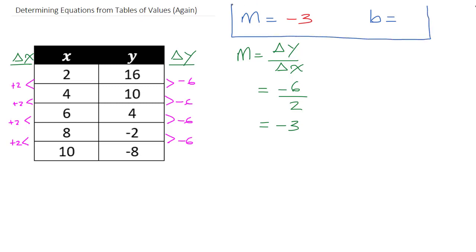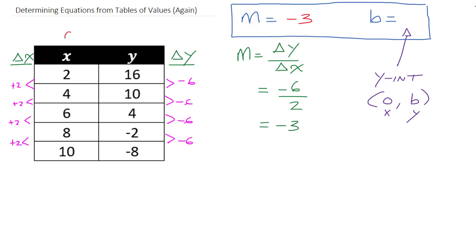Now, this one's so easy to find b that we don't need to do anything special, because b, again, is the y-coordinate of our y-intercept. So how do we find that? Remember, let me just label this here, our y-intercept. Remember, that occurs when the x-coordinate is 0, and the y-coordinate is b. So we can just go backwards in our table, can't we? 10, 8, 6, 4, 2, maintain the pattern to 0. So there's the x-coordinate of 0.